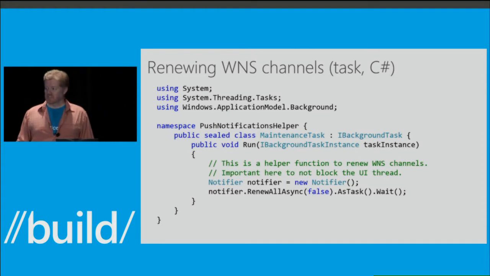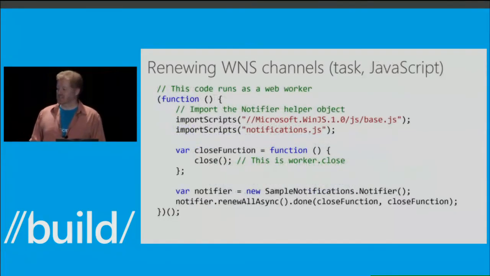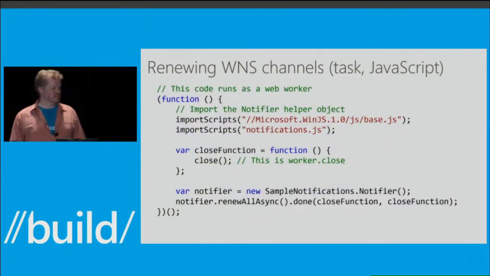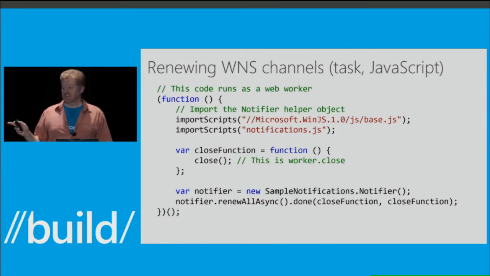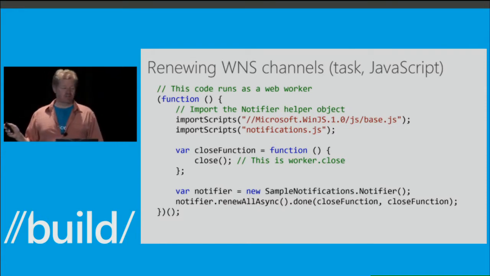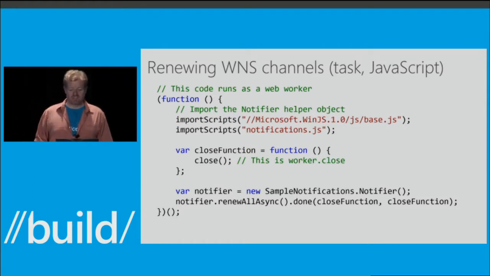Another case for using background tasks, well, here's how you do the same thing in JavaScript with a web worker, a big piece of JavaScript that runs as a web worker. Pretty much the same kind of stuff. This is what gets run when the background task is invoked. And you would, again, use something like a renew all async method to clear things up there. If you're doing background tasks in JavaScript, by the way, you want to make sure that you always have a way to close it using the web worker's close function. Otherwise, you can leak memory. So just be aware of that.